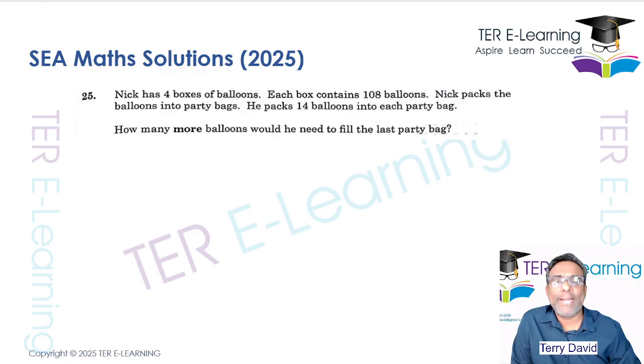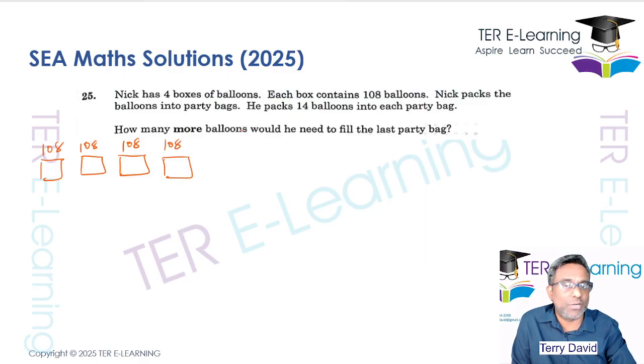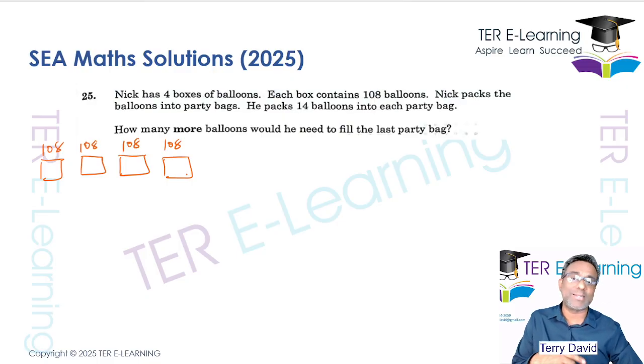Now, Nick has 4 boxes of balloons. Each box contains 108 balloons, right? So you have 4 boxes here, and each one has 108. So there's a 108, 108, 108, 108, right? And now he's packing these into party bags, and he's placing 14 balloons in each party bag.